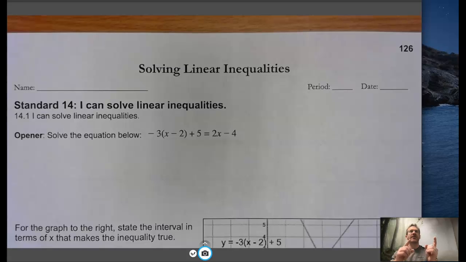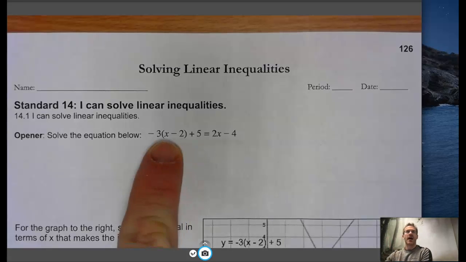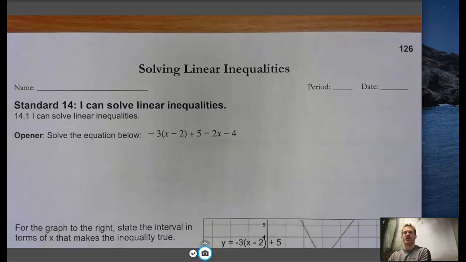So solving is a very big piece of what we're going to do today. I want you to go ahead and do the opener here. I want you to solve this equation. Go through that process, get your answer for x. Pause the video, take a minute or two to solve that opener problem, and then turn it back on, and we'll see how you did.